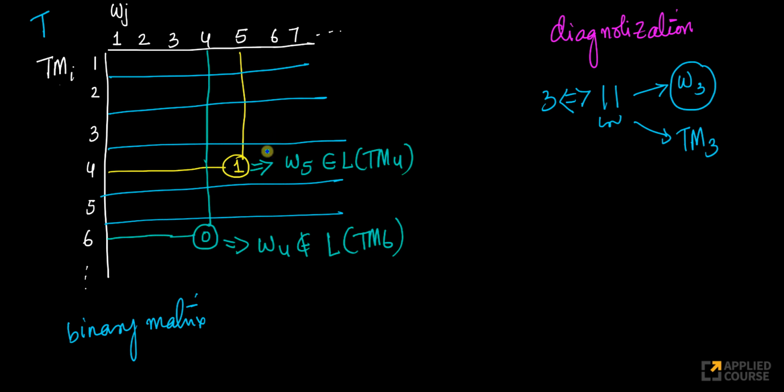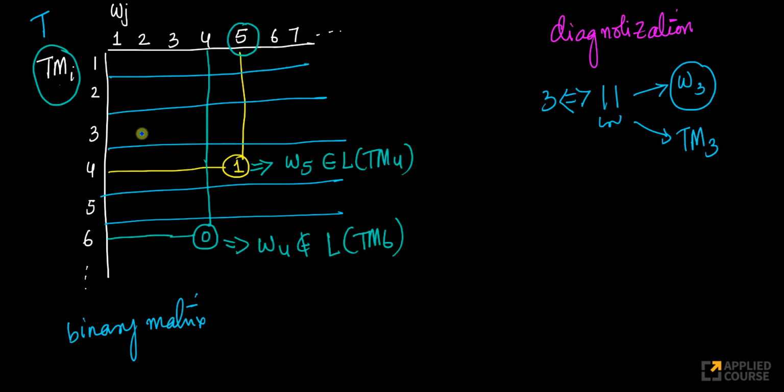That's what it means. So for any row and column, what we are saying here is literally: is that word in that column accepted by the machine in that row? Because corresponding to every integer, I have a Turing machine. Corresponding to every integer, I can construct a binary word. Right? Very simple concept here.